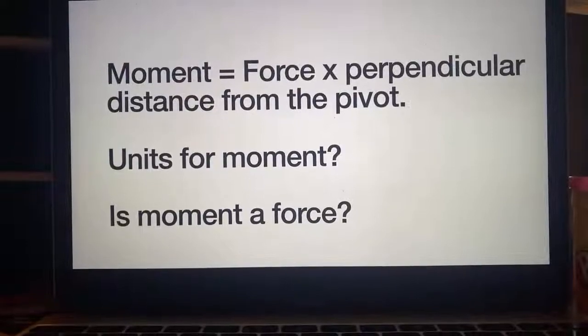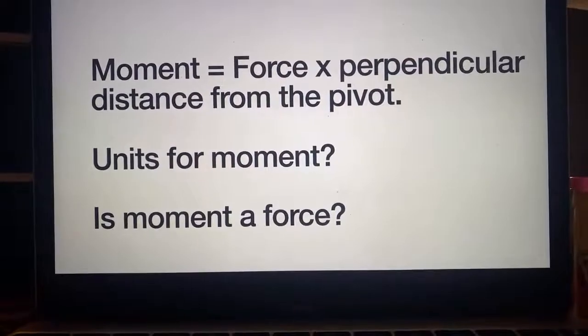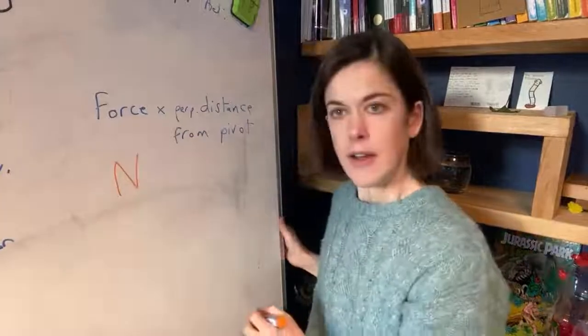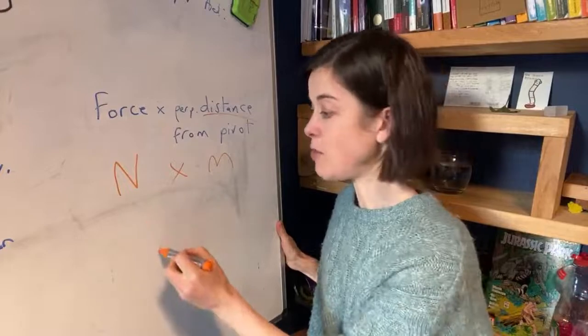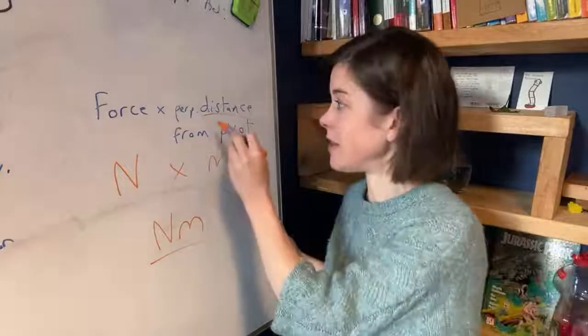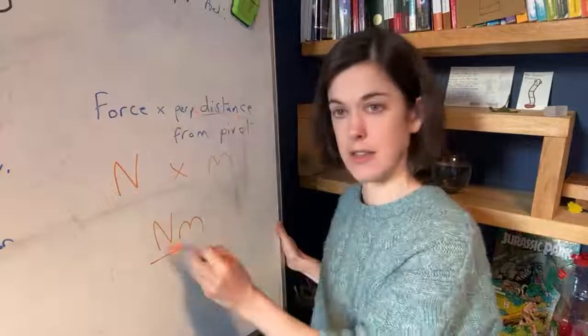What are the units for moment then? Come on, we've done this loads. Whatever you do to the numbers, you just do the same thing to the units. So if the moment is equal to the force times the perpendicular distance from the pivot, the units for moment are just the units for force, which is the Newton, times the units for distance, which is the meter. So the unit of a moment is a Newton meter. Be careful, it's not newtons per meter. That would be if you were dividing newtons by meters, and you're not. You're timesing them together, so you just write them together like that.